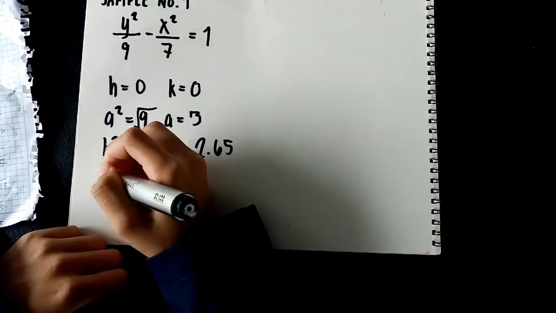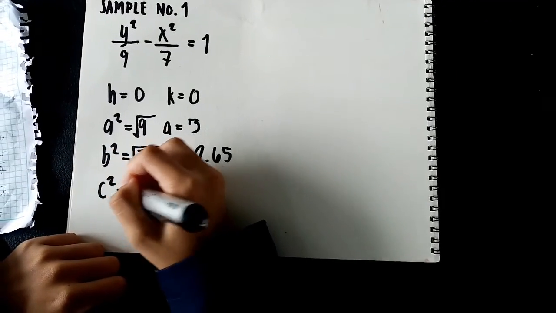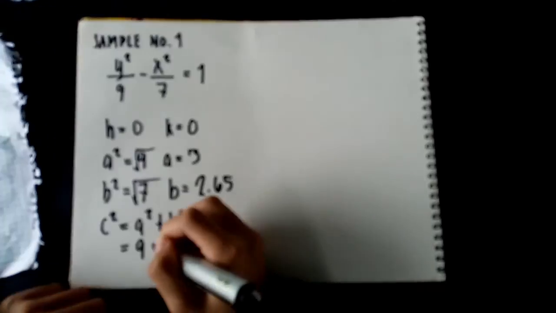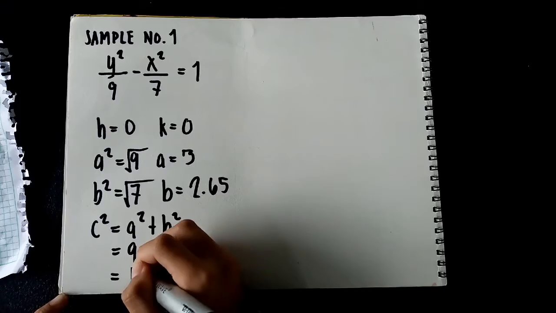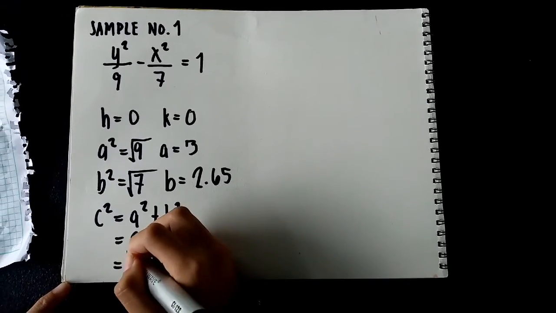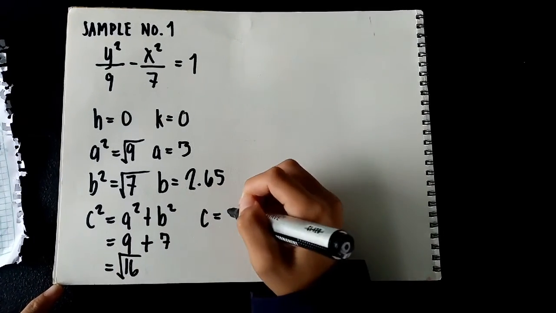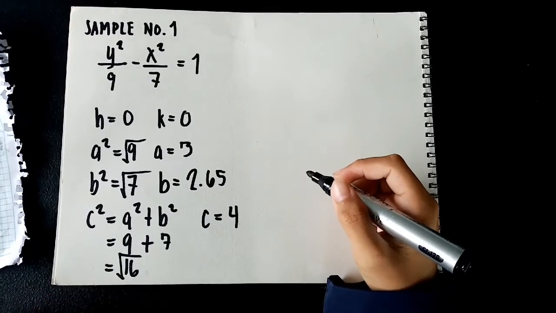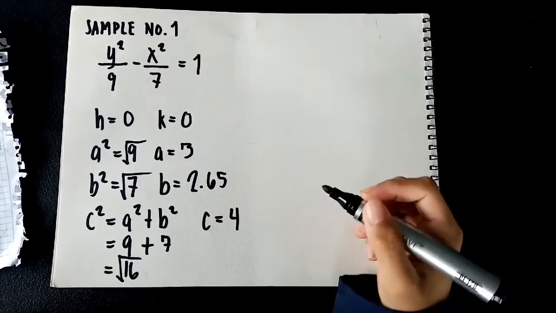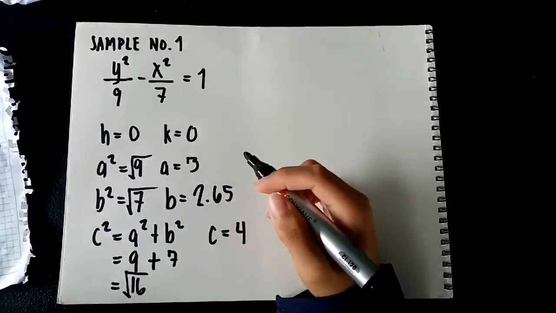B equals 2.65. Lastly, how do we find c squared? We just add a squared plus b squared. So therefore, 9 plus 7 equals 16. Square root of 16, that's how we find c. Then our c is equal to 4. That's how we find our h and k, a, b, and c.